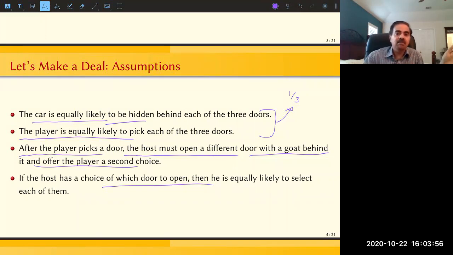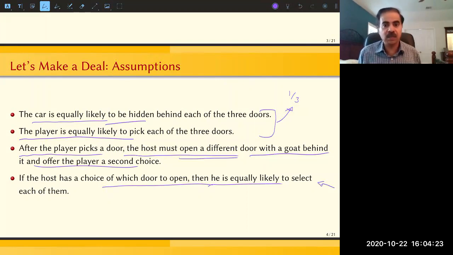So then there are goats behind the other two doors that you didn't choose, and the host could have shown you, could open either one of them. And we are assuming that the host will just pick either one with the same probability. Okay, so some of these assumptions are not critical. Like this one is not that critical, but this one is important, right? Because this is an integral part of the rules of the game.